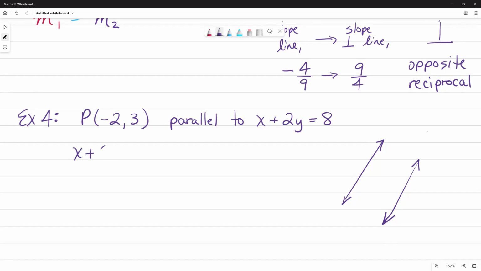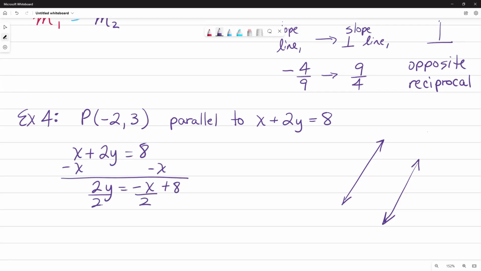We have x plus 2y equals 8. And so we subtract x, 2y equals, I'm going to keep it in slope intercept form, so negative x plus 8, and divide by 2. And that is where I get my slope. y equals negative 1/2 x plus 4.